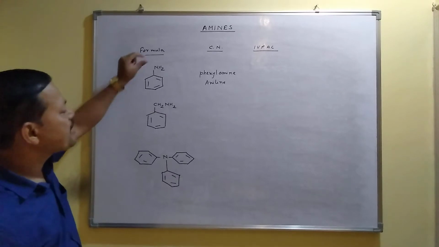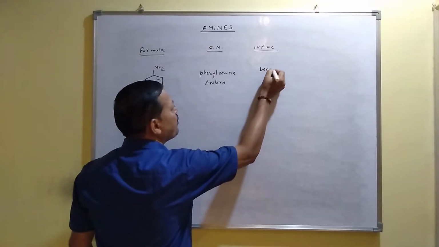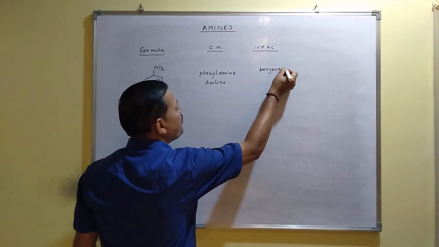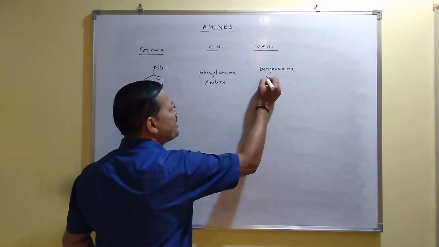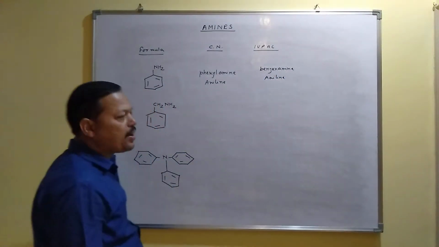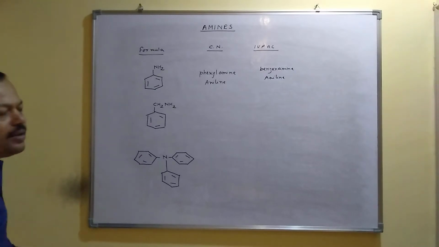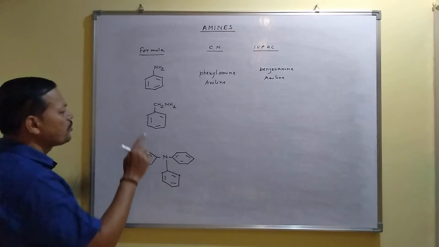So benzene plus amine, the IUPAC name is benzeneamine. This is the proper IUPAC name, but nowadays aniline is also considered as IUPAC. So if the question asks for the IUPAC name and you write aniline, you will still get the mark. But benzeneamine is the proper IUPAC name.